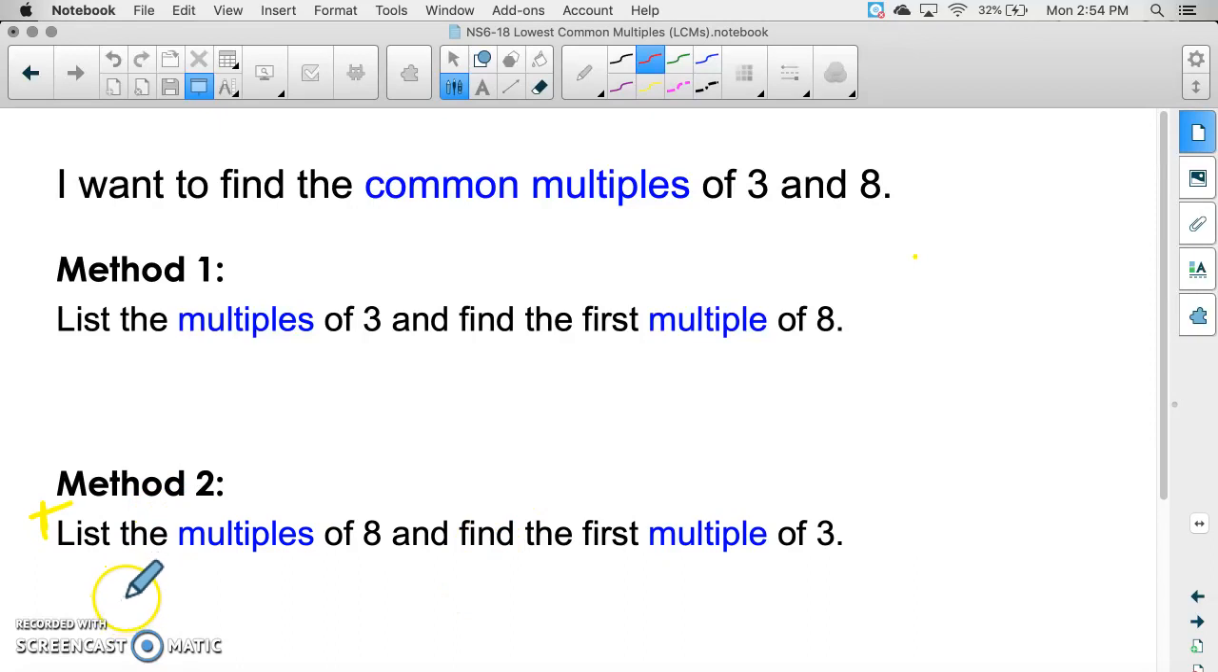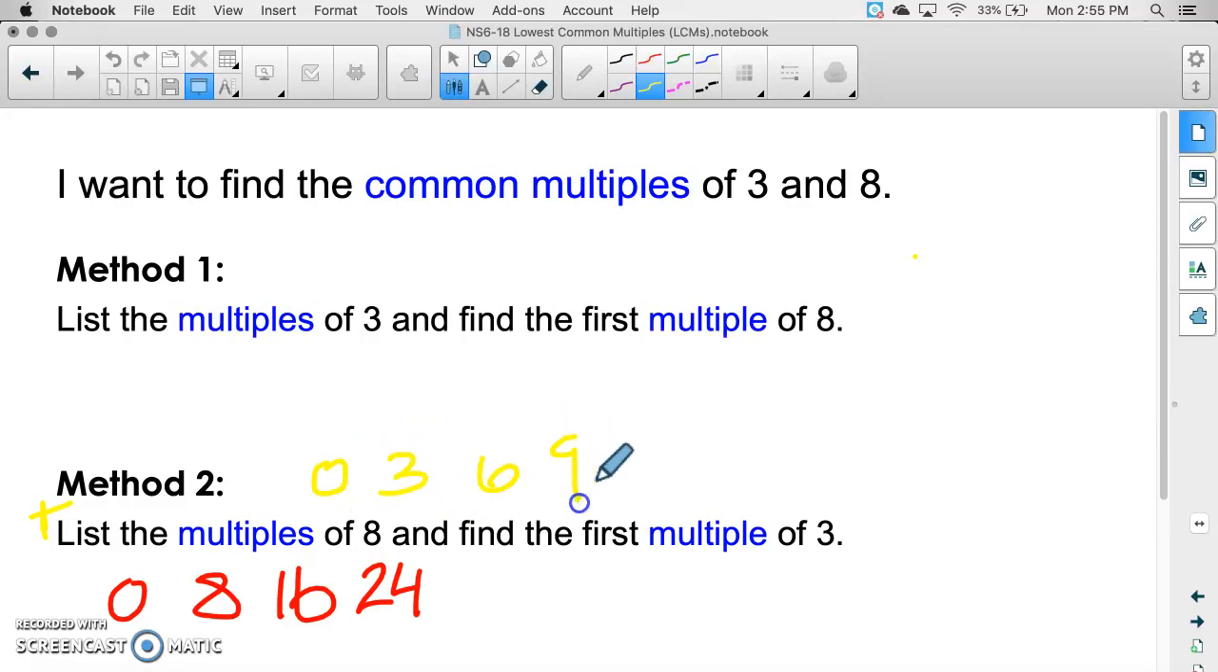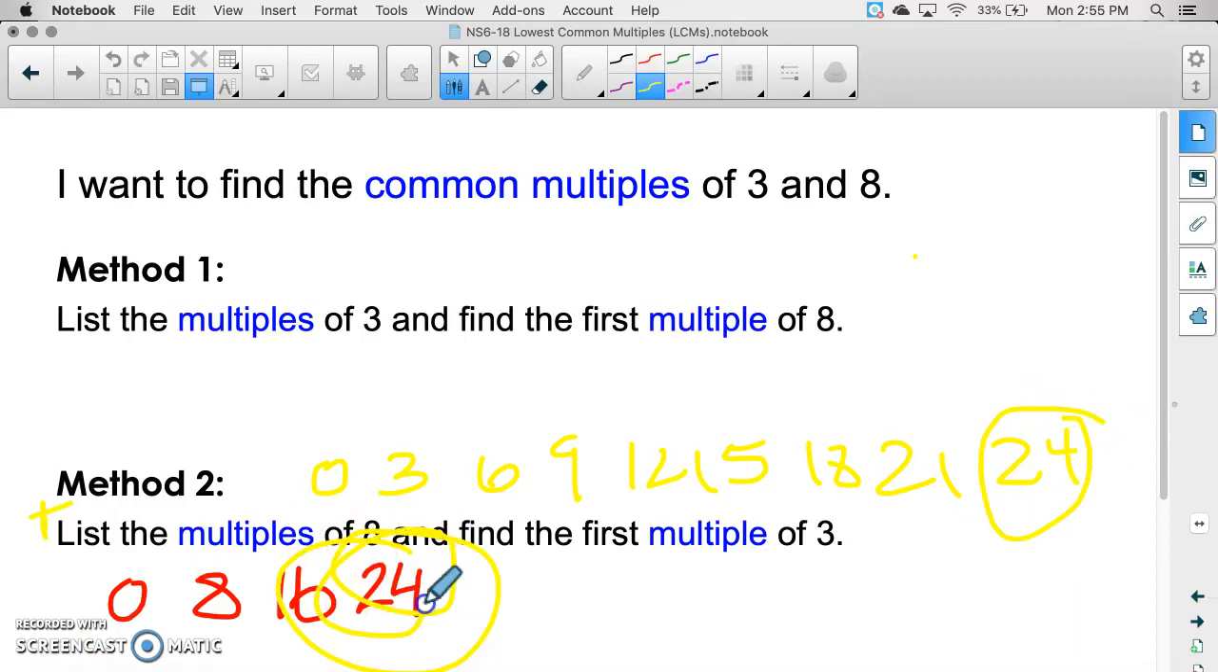And I'm going to skip count by 8s. So 0, 8, 16, 24. Can I multiply any of these numbers by 3? Yes, because if I had my 3's, it would be 0, 3, 6, 9, 12. I could keep going, 15, 18, 21, and eventually I'm going to get to 24, and I see that the common multiple of 8 and 3 is 24.